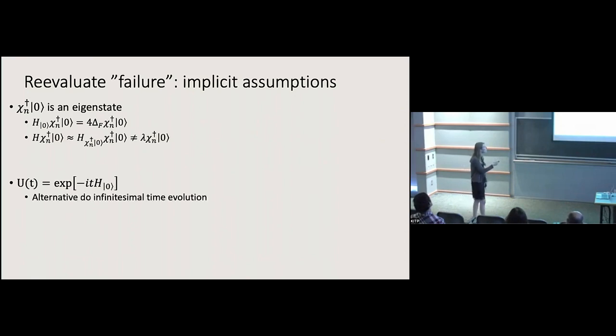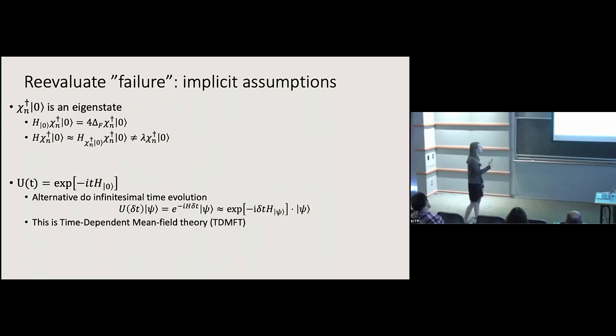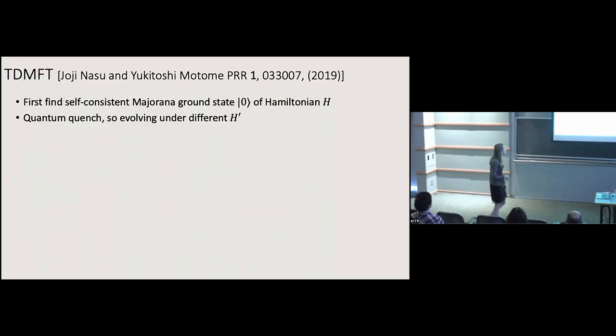But the alternative is that we can do infinitesimal time evolution. I'm still saying the time evolution operator is generated by the full Hamiltonian, which I act on some state. I decouple with respect to that state, and then I can do a small evolution in time. That's the essence of time-dependent mean field theory. This was pointed out by Nasu and Motome, but this idea has been around for a really long time. This is not a new idea. Dirac pointed this out in the 60s.